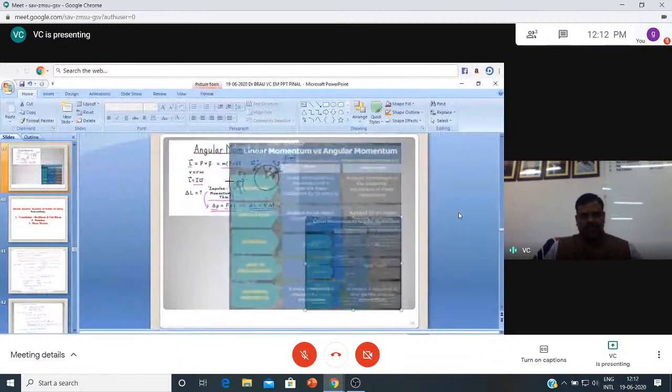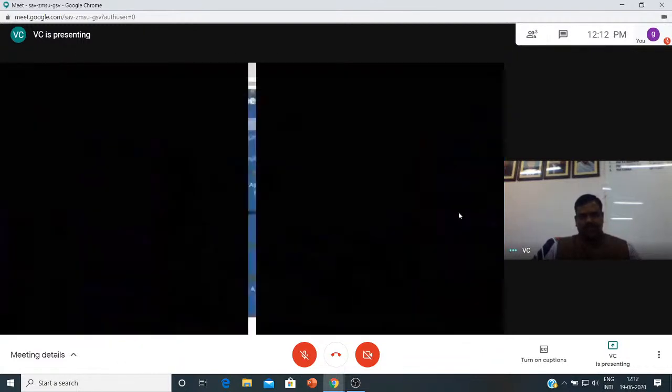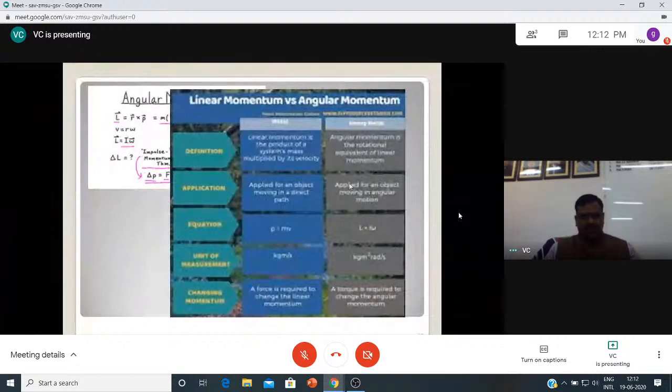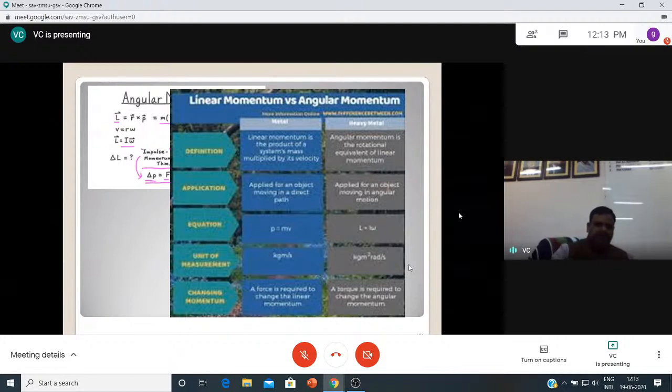The linear momentum is the product of a system's mass and velocity. Angular momentum is I omega. Apply the equation along the object's direct path and the angular path, and the momentum change takes place. This is how we generally represent it.